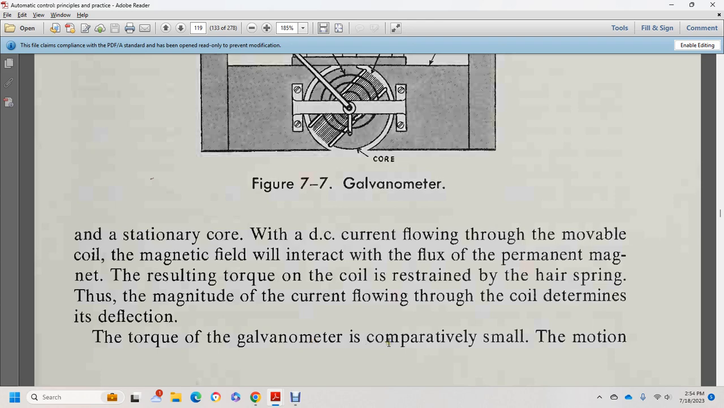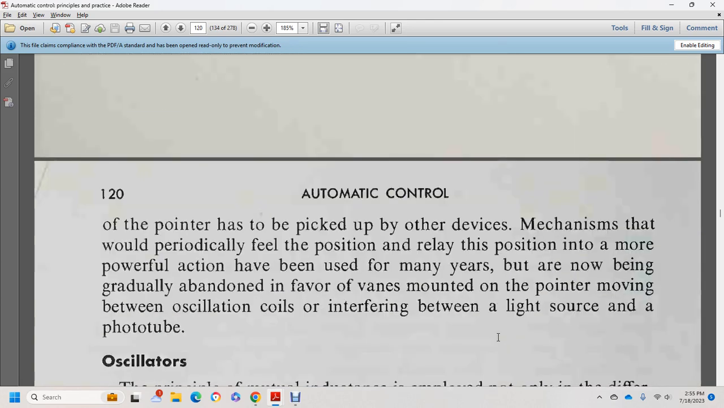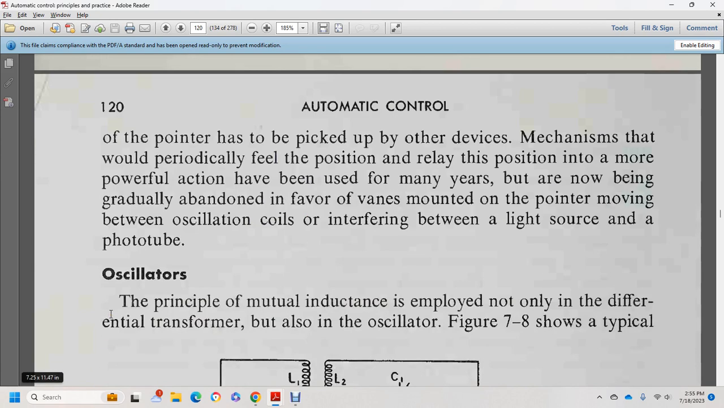The torque of the galvanometer is comparatively small, so the motion of the pointer has to be picked up by other devices. A mechanism would be periodically fed with the position of the pointer into a more powerful action. Relays have been used for many years, but are now gradually being abandoned in favor of vanes mounted on the pointer, moving between the oscillation coil, or interfering between a light source and a phototube.